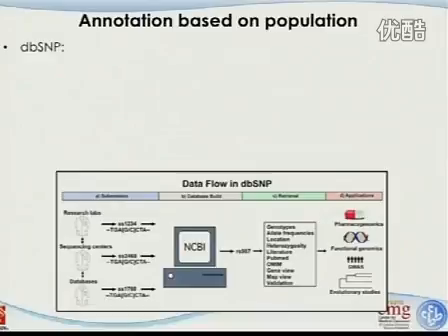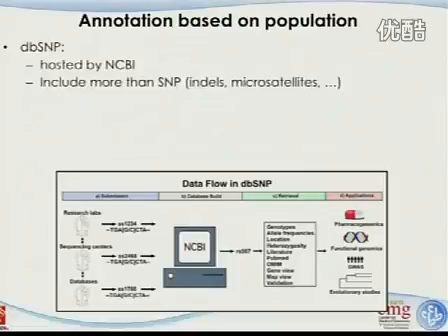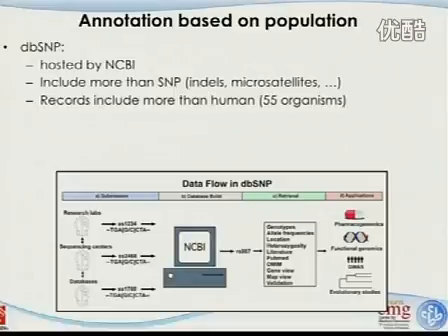Then they were stored at NCBI, but for each genomic locus, hypothetically, we are hoping that one RS number is assigned so that we can later refer to it. They are hosted by NCBI. It's called dbSNP, but it has information on more than SNPs: insertions, deletions, microsatellites, and a lot of other types of genetic variation. The records include more than human; so far there are 55 different organisms. That's a lot of information to go through.